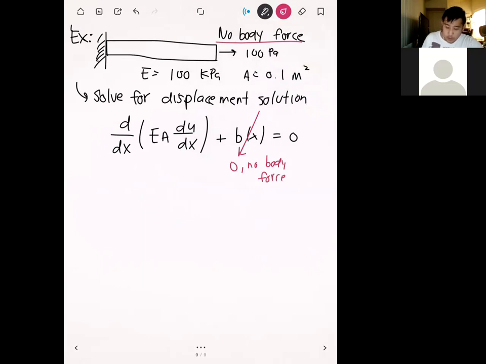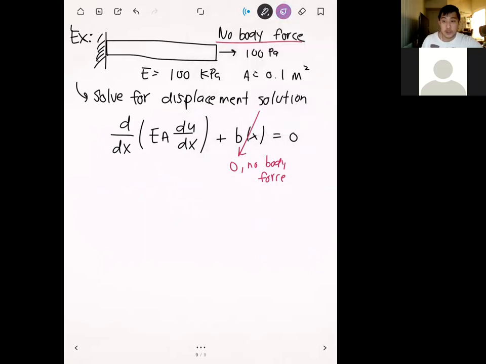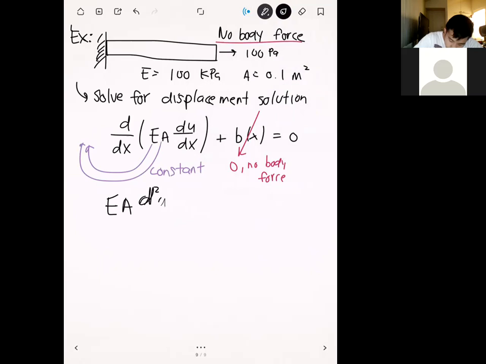And so if we have no body force, then b of x is equal to 0. And then let's also apply the fact that our Young's modulus and our area here are constants. So let's pull them out of the differential. Okay. And so when we apply these simplifications, what we get is E times A times d squared u. Now we have a second derivative, dx squared, because we apply this d dx onto the interior. So now we have d squared u dx squared is equal to 0.